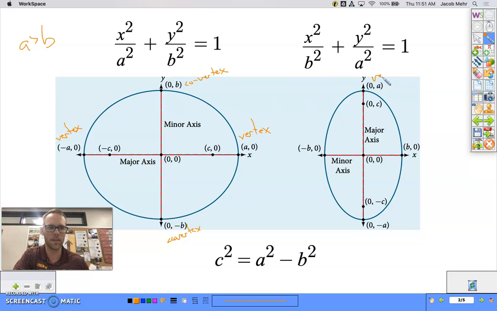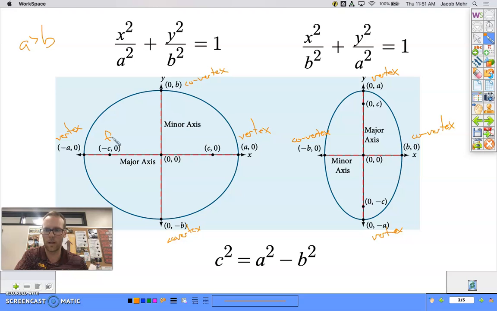So here, this is the vertex, this is a vertex, and our co-vertices are still on the minor axis, but now it's horizontal. Okay. So we have vertices, we have co-vertices. Vertices are on the major axis, the longer one. Co-vertices are on the minor axis, no matter which way it's being stretched.